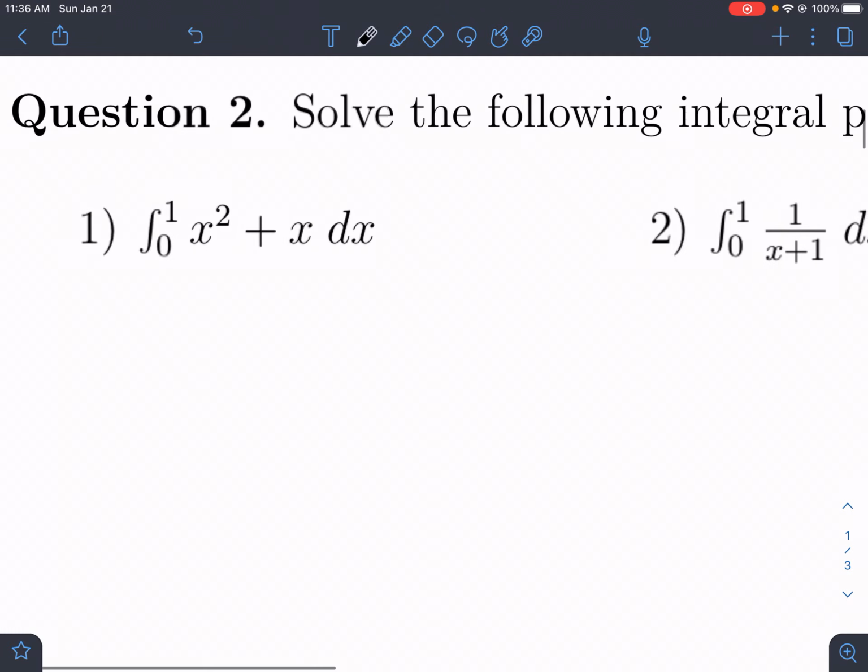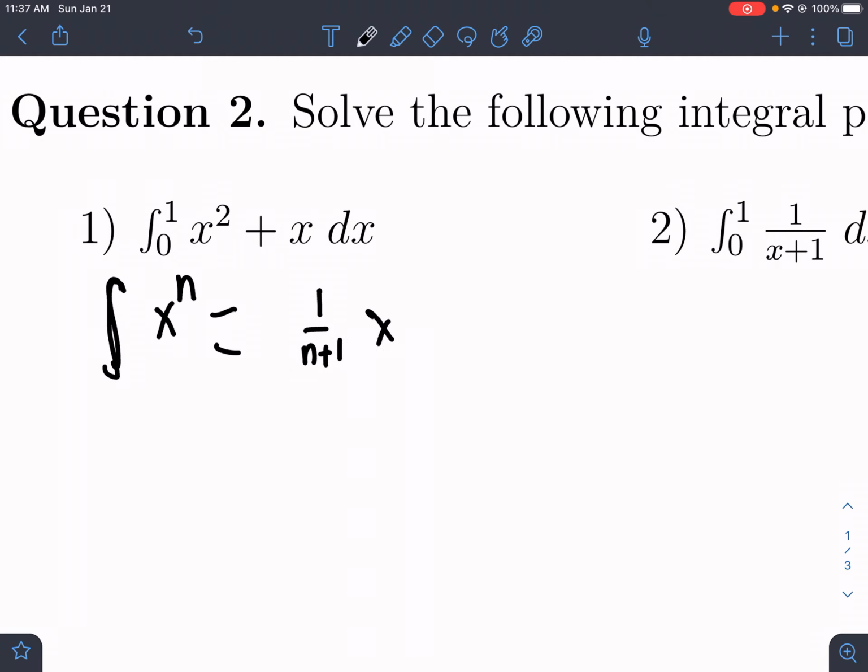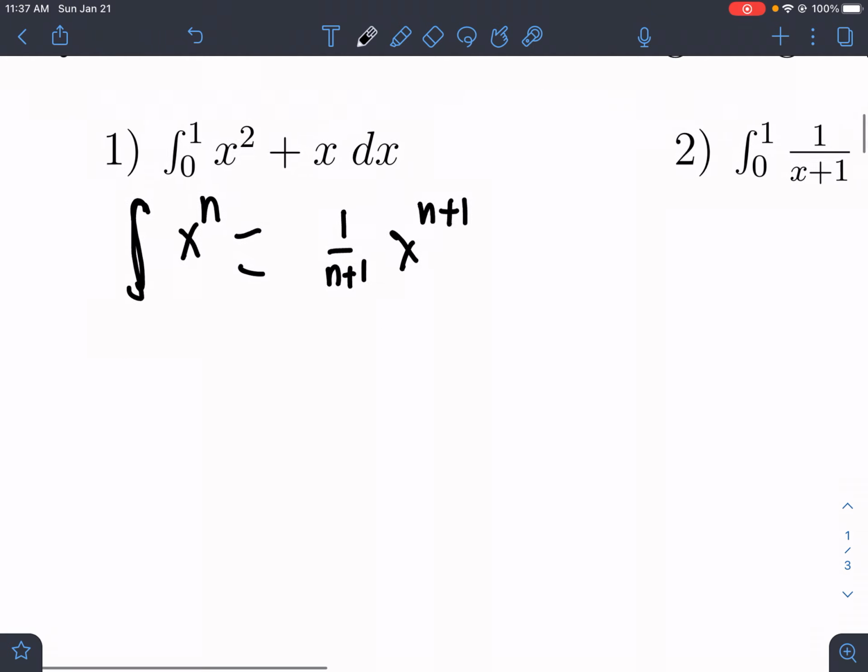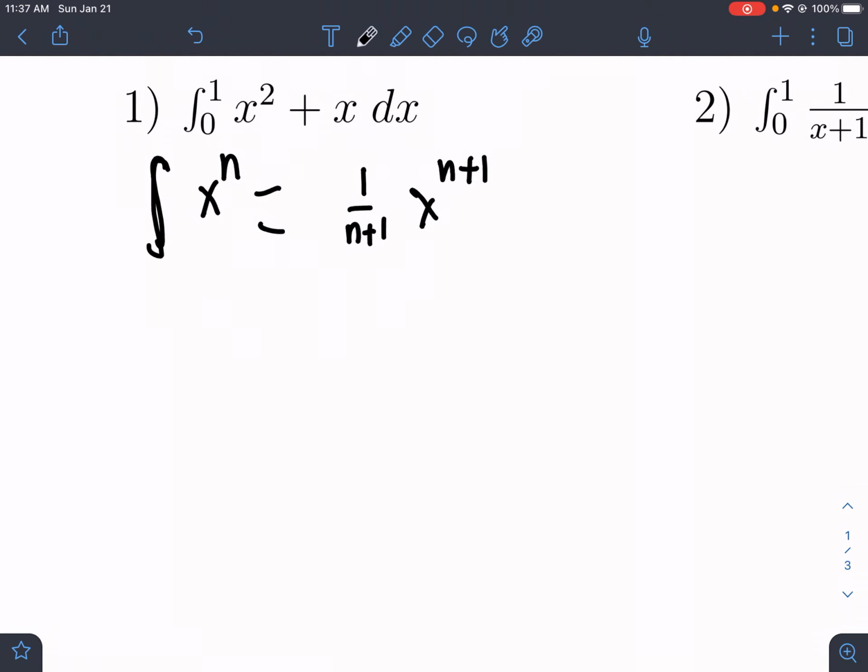So for part 1 of question 2, we need to find the integral from 0 to 1 of x squared plus x dx. Now the integral of x to the n is equivalent to 1 over n plus 1 times x to the n plus 1. So we're going to apply this rule, and we're going to get the range from 0 to 1 of 1/3 x cubed.